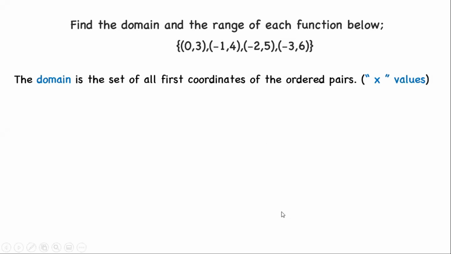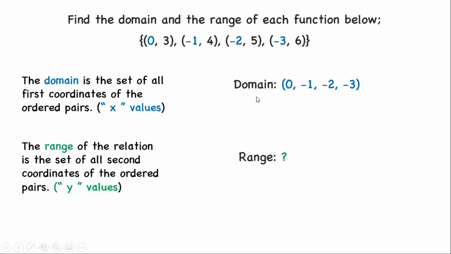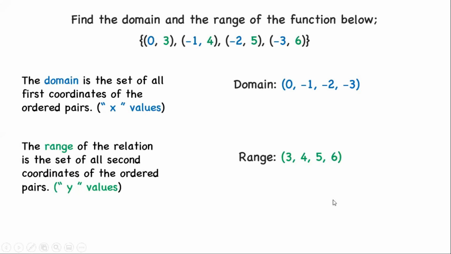So moving forward, I would just like to review lang on the domain and range of the function. It was mentioned that the domain is the set of all the coordinates of the ordered pairs or the x values, while the range naman, okay, so all the y values is the range and x is the domain. Given from this example, in finding the domain and range of the function, we have the coordinates (0, 3), (-1, 4), (-2, 5), (-3, 6).